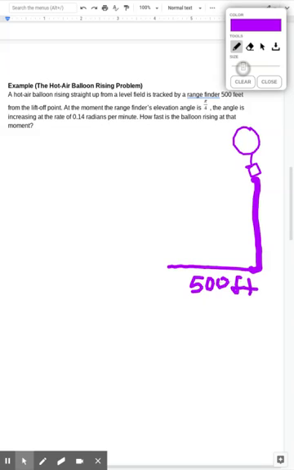And we know that the angle of elevation from the rangefinder is pi over 4. So this angle is x, which means x is pi over 4. And the rate the angle is increasing, dx/dt, is 0.14 radians per minute. We want to know how fast this balloon is rising at this moment.